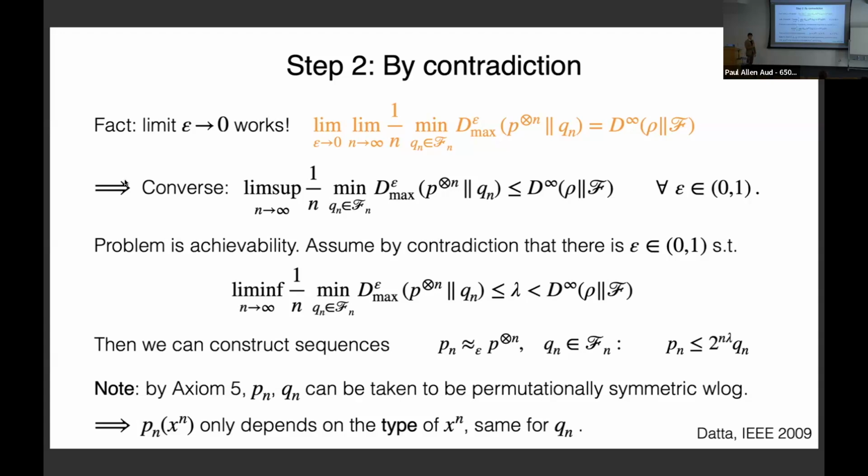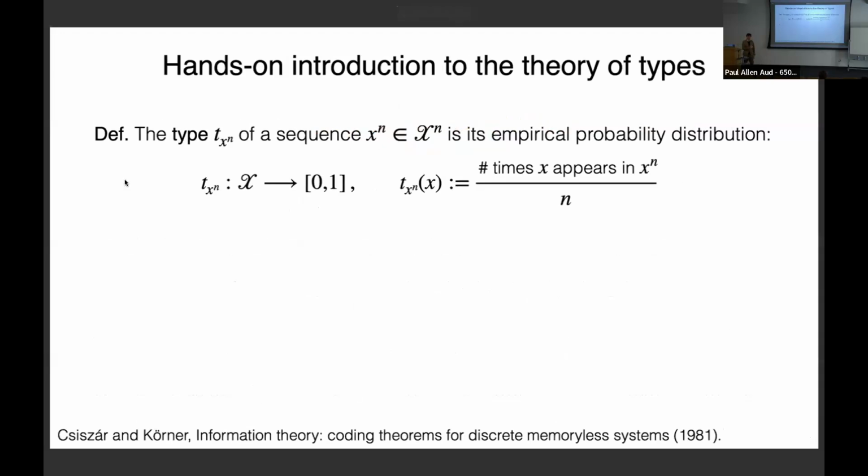Same for Qn. Okay, what is the type of a sequence? A one-slide, hands-on introduction to the theory of types, which is very important in classical probability theory. This was invented by Csiszár and Körner, who have this wonderful book from 1981. The type of a sequence of n symbols taken from some alphabet X is just its empirical probability distribution. So for every x, it's the number of times x appears in the sequence divided by n.